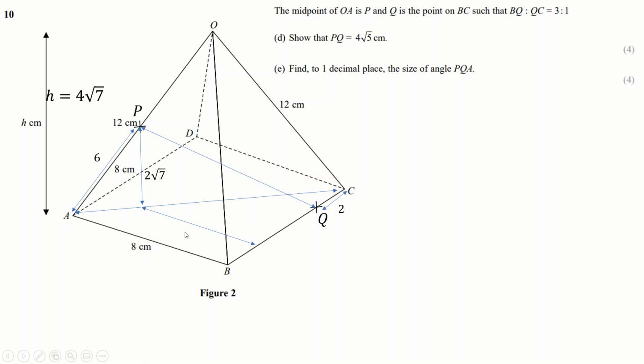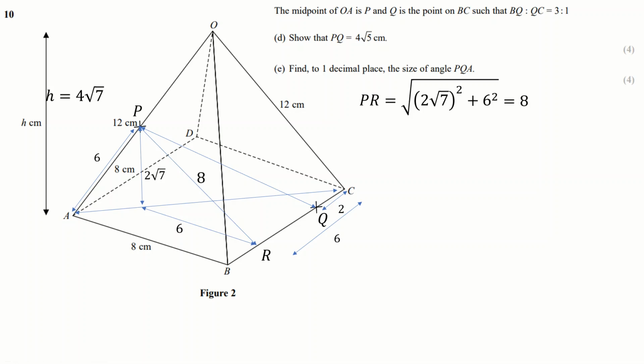Now that's important because it tells me that this distance is 8, of course, because it's a square base pyramid, which makes this distance 6 all the way across to there. And because this distance is 8, this distance is also 6, again because this triangle is 3/4 of this one. So that's really important, because now if I draw a line going from P down to this point here, which I'll just call R, I can do a bit of Pythagoras on 2 root 7 and 6 to find that P to R is 8. So that distance there is 8.